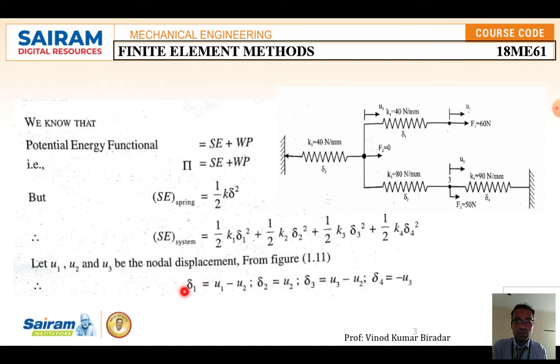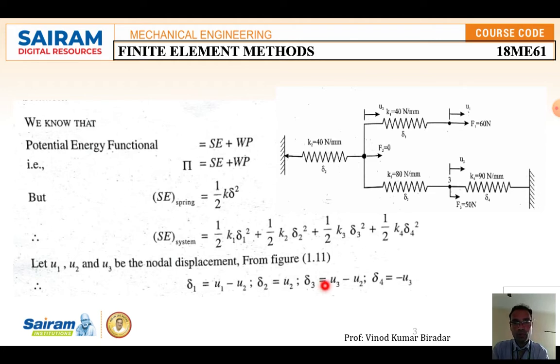Okay, so I already explained delta 1. If you apply a force here, there is displacement here and here, so that is U1 minus U2. Coming to delta 2, if you apply a force here, only one spring displacement takes place, so delta 2 is equal to U2. Coming to force 3, if you apply force, this spring will displace, and that is U3 minus U2. Coming to delta 4, that spring's force is in the opposite direction, it is pulling this left-hand side, so delta 4 is equal to minus U3. If you know this, you can solve the problem easily.